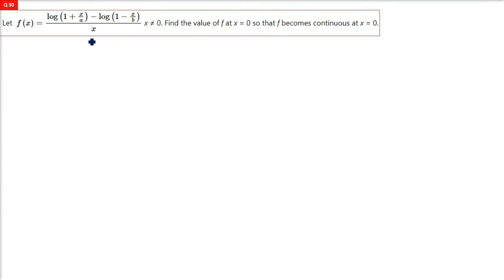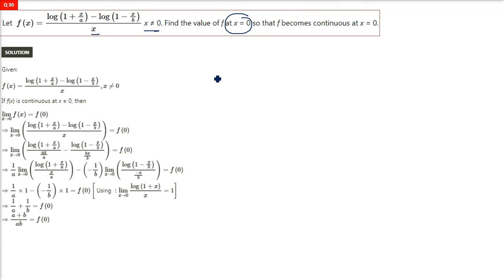Now f of x is given like this. X is not equal to 0, because if x is equal to 0, it is going to be division by 0, and that is not acceptable. Find the value of f at x equals 0 so that the function f becomes continuous at x equals 0. Okay. What we are going to do, we are just going to take this f of x, find out the limit and just equate it to f of 0. f of 0 is what? The value of the function at 0. We don't know what it is, it is not given as k or anything else. We'll just call it f of 0, right?